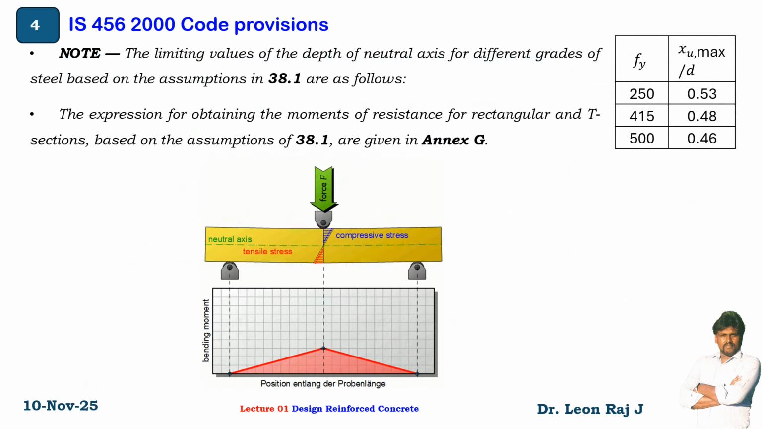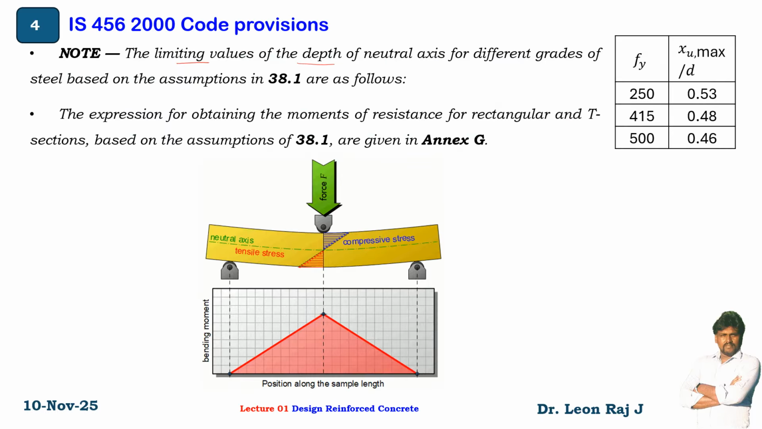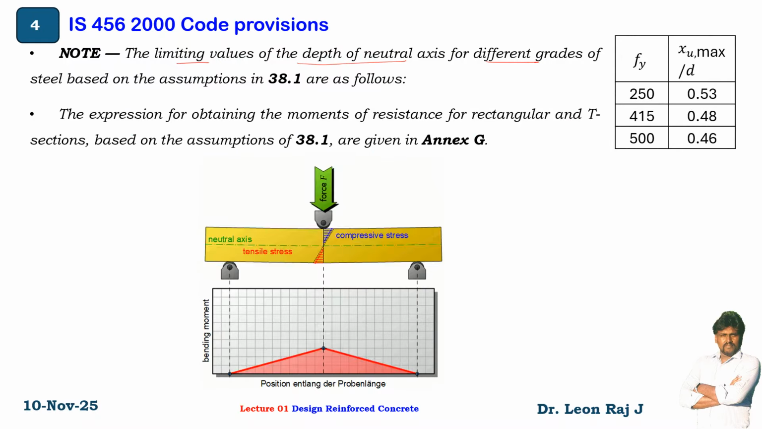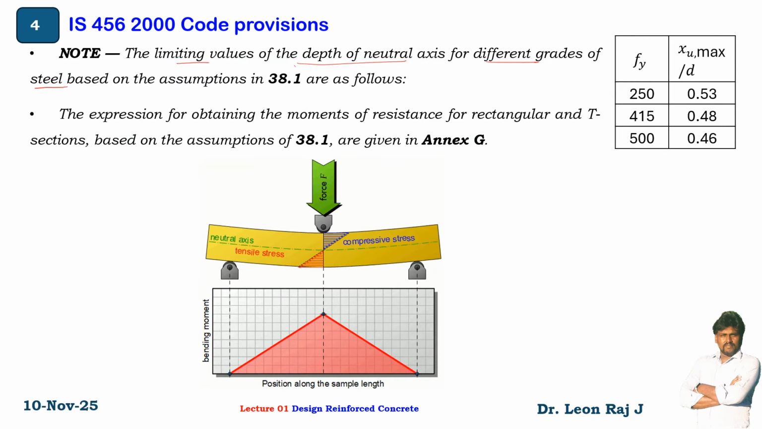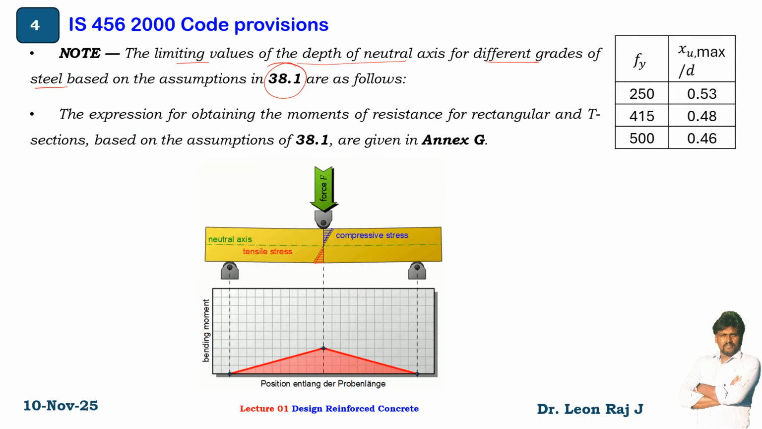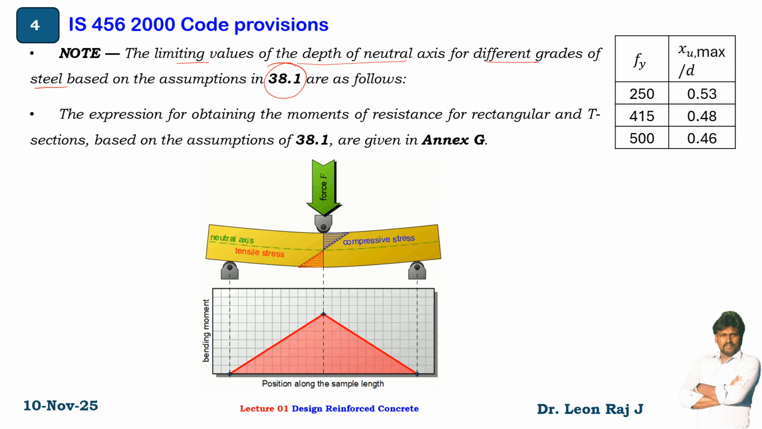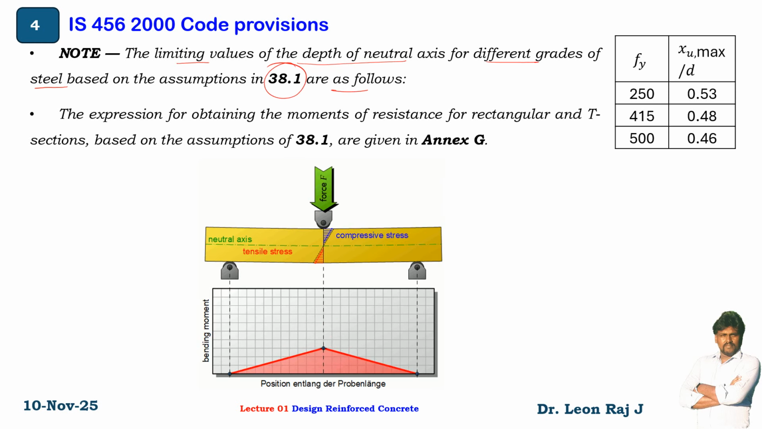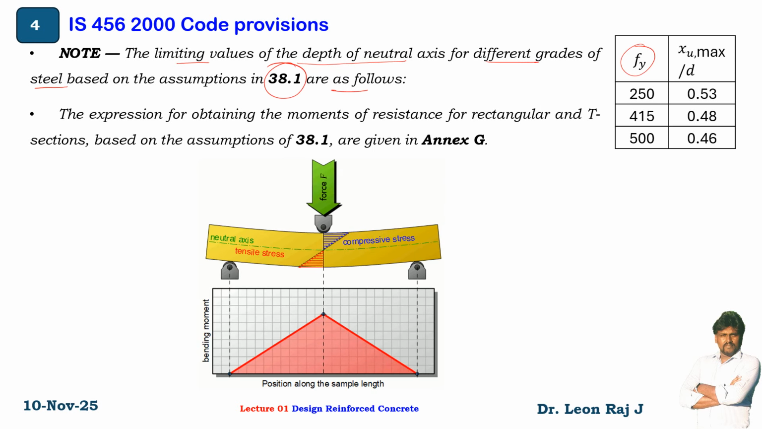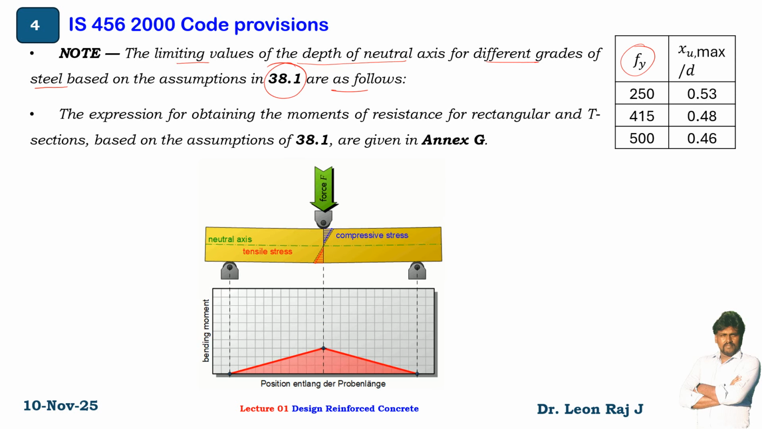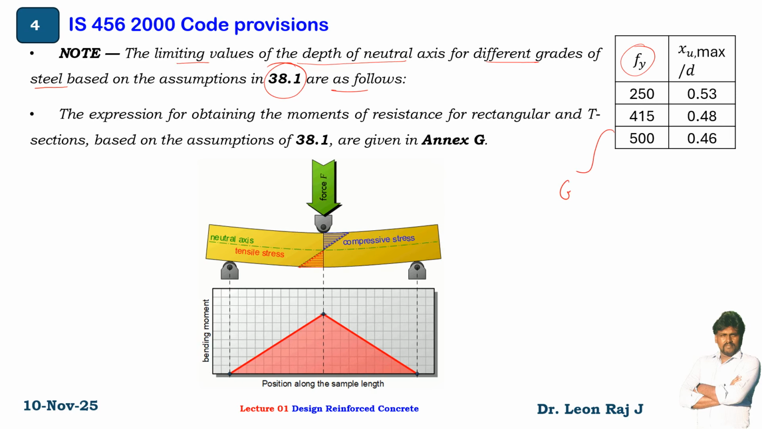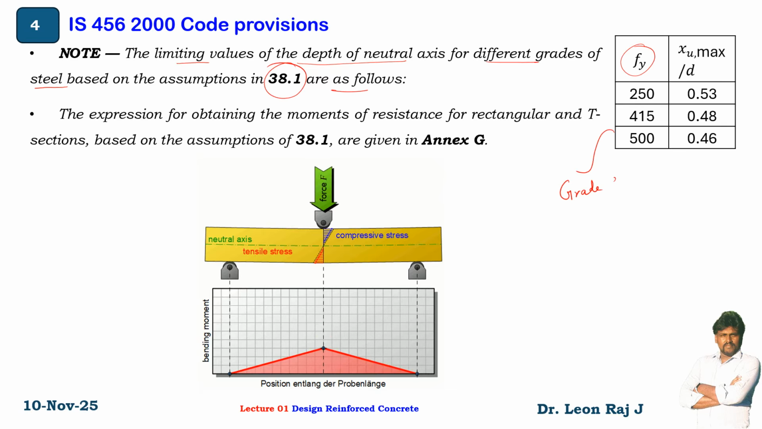The limiting values of the depth of neutral axis for different grades of steel based on the assumption of 38.1. Previously I explained whatever is as follows. So this is the yield stress of steel, that is, the grade of steel. This is called the grade of steel.